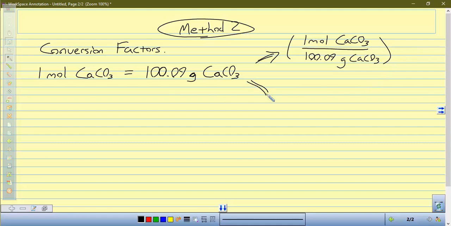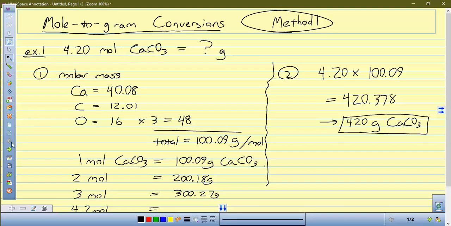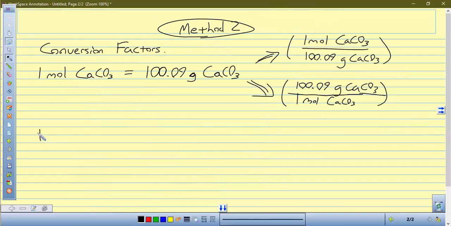I can also write a different conversion factor where the mole is on the bottom. 1 mole calcium carbonate, and the grams are on the top. And now when I set up the problem, I can use either one of these in order to solve the problem, but I want to pick the one that will help me do the cancellation. Okay, so just like I showed you in a previous lecture, you want to start with what you know, what's given to you in the problem, and that was the 4.20 moles. That's what I gave you in the question. So we're going to start there, 4.20 moles.